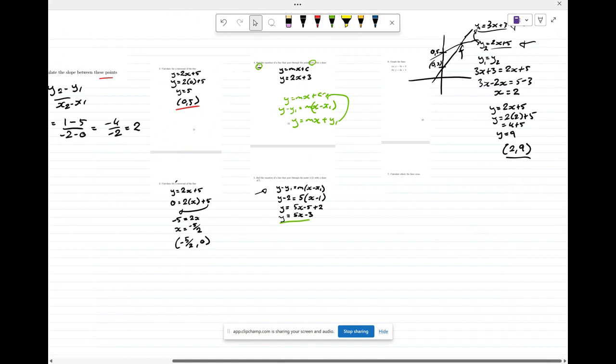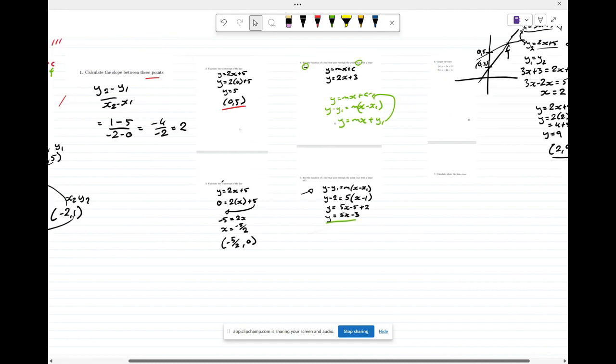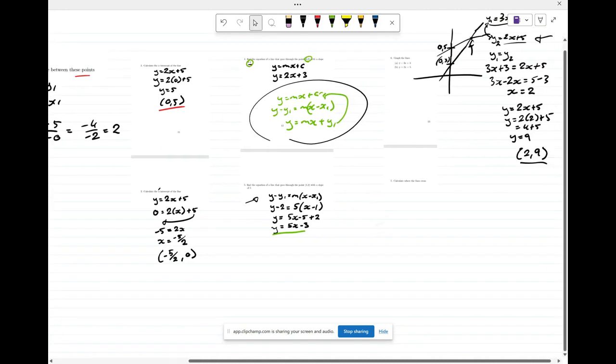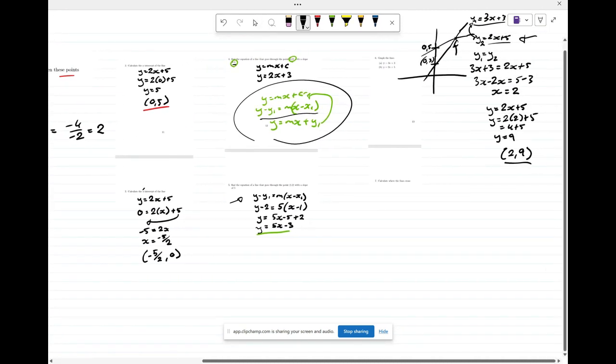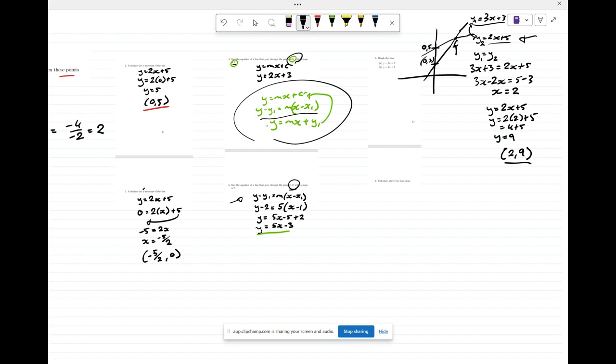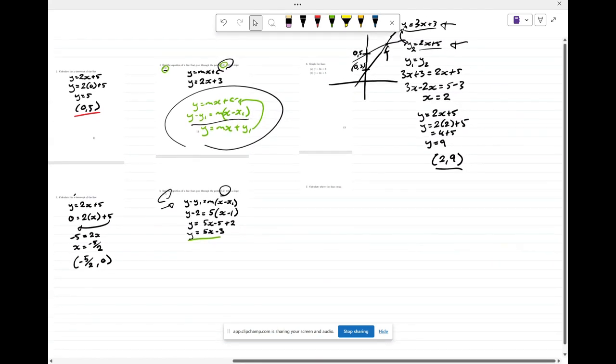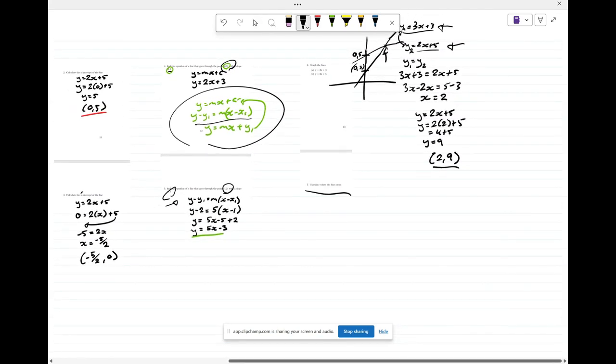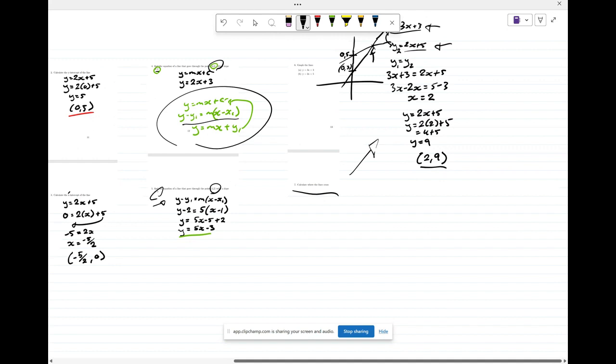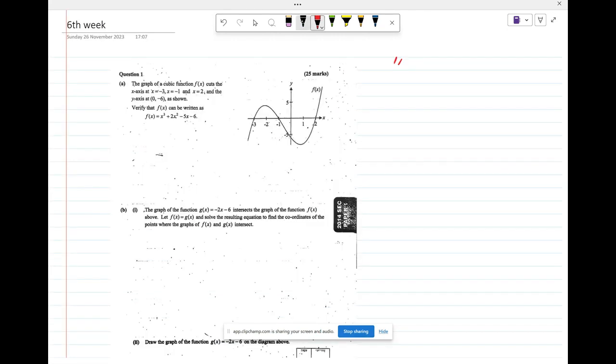Main takeaways of this section was writing your line in the form y equals mx plus c, or y minus y1 equals m times x minus x1. So they're the same thing, really. If you have the y-intercept, you can just write it straight away. If not, and you have a slope, you can plug it into that equation and get your line. And calculating where two lines cross. That's also your main takeaway, as we'll see in the next question. But yeah, let's move on.